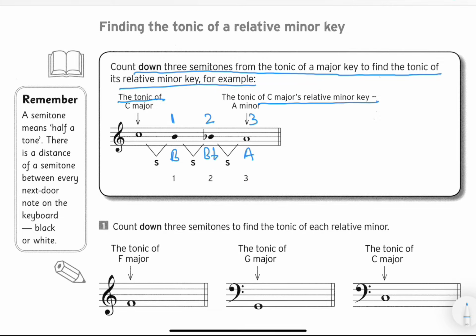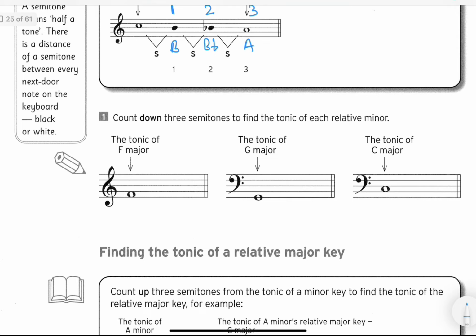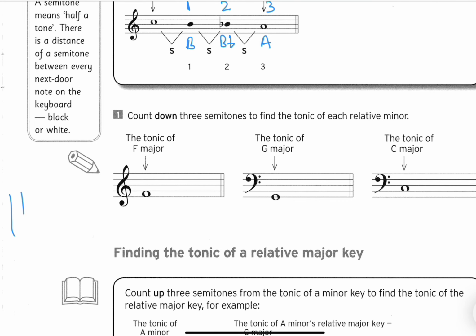Okay, so let's find out in our questions. Count down the 3 semitones to find the tonic of the relative minor. We'll use our keyboard to make your life easier. So always remember this, it is very helpful. If you learn this, it will be better for you.